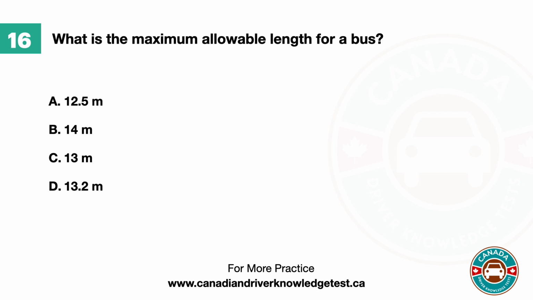Question 16. What is the maximum allowable length for a bus? A. 12.5 m. B. 14 m. C. 13 m. D. 13.2 m. The answer is B. 14 m.